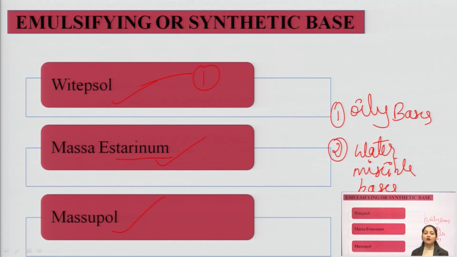Massa Estarinum is not a triglyceride, but a mixture of monoglycerides and diglycerides. It is also firm and has good integrity at room temperature, and it is majorly used when suppositories are to be produced on a larger scale, because using cocoa butter is definitely expensive, and if we go for water miscible bases, they have a tendency to become rancid. They are very much hygroscopic.